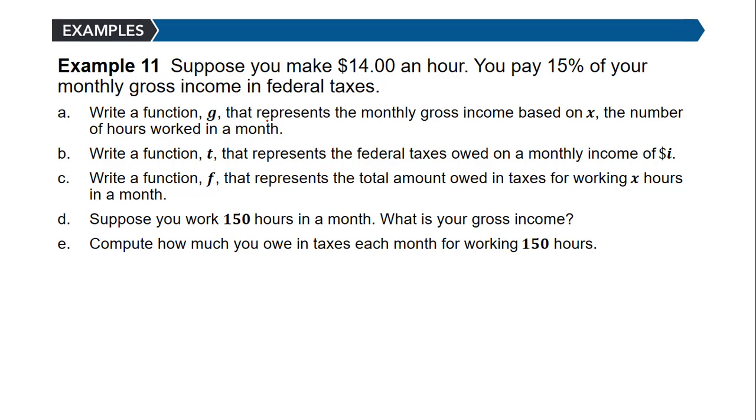To write a function g that represents a monthly gross income based on the number of hours we worked, then g of x is going to be, well, our hourly rate, which is 14, times the number of hours we worked, which is x, so just 14x. The function T that represents the taxes owed on a monthly income of $I, well, notice that we have to pay 15% of our monthly gross income in federal taxes. So this function will be T of I, which is equal to 0.15 times our monthly income I.